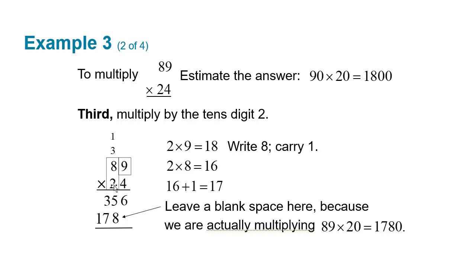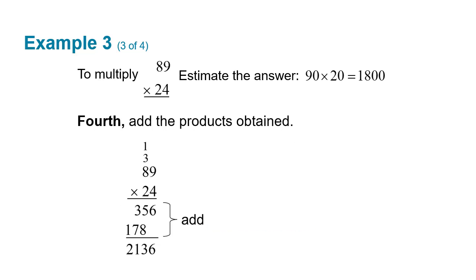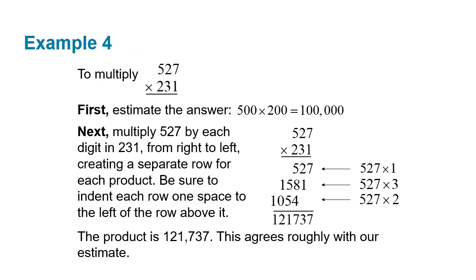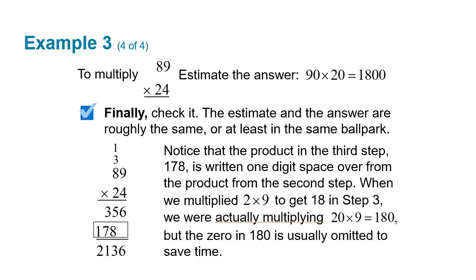The 1 comes up here. 2 times 8 is 16, plus 1 is 17. I get 178. And that 178 is what would happen if you took 89 times 20. Then you add those two things together to get your final result, and there it is, 2136. Okay? But we want to definitely check it with our rounded answer of 20 times 9, right? And so on and so forth, and see that we get roughly the same answer both ways.